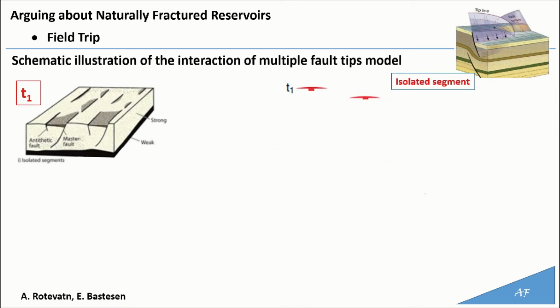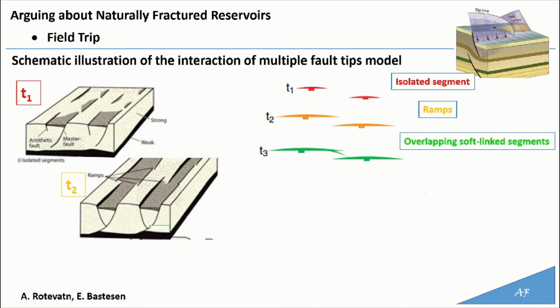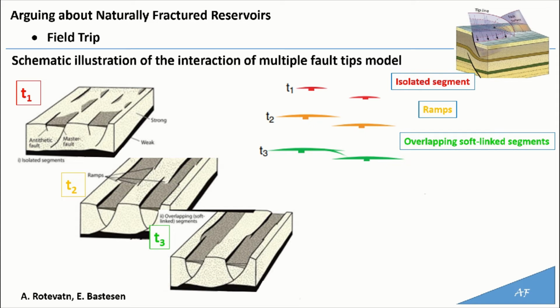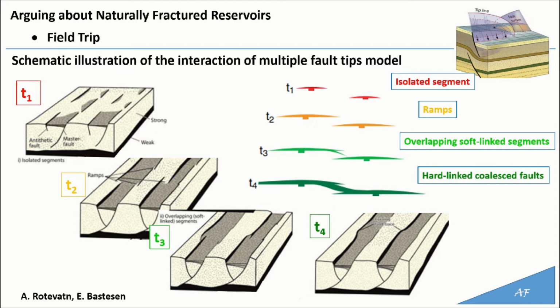The fault damage zone extension is also affected by the linkage of a system of faults. Four stages are here shown. An isolated segment at time 1, evolving in a soft linked ramp at time 2, passing to an overlapping soft linked segment at time 3, to another linked coalesced fault at time 4. So the fault evolves as segments that grow, link, and amalgamate to form longer continuous faults. This process has an impact on the width of the damage zone.